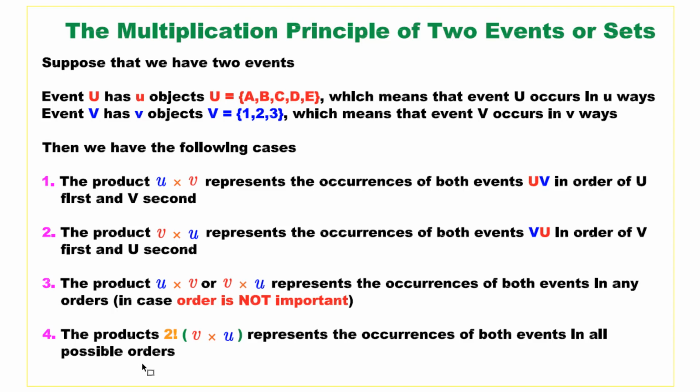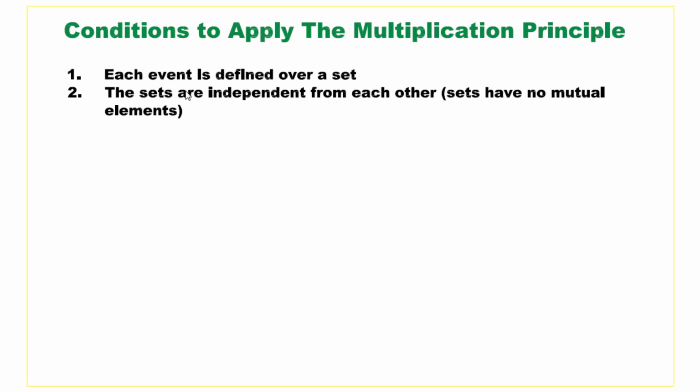Now we are going to generalize it for 3 events and more. But before we do that, what are the conditions to apply the multiplication principle? First condition, each event is defined over a set, not defined over a multiset or a list. The second, the sets are independent from each other, which means they have no mutual element between them.